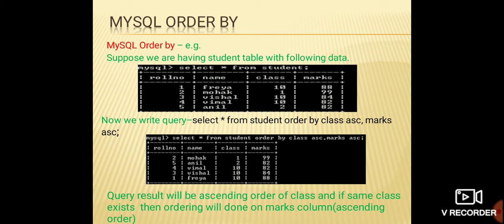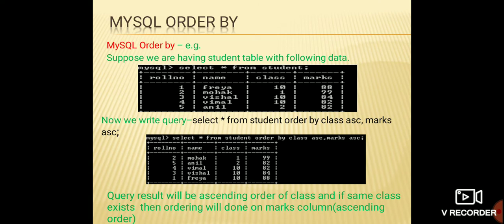So you can see class 1 is there, 99 is being displayed, okay, fine. Next, class 2, 82 is being displayed, that is also okay. Now in class 10th you can see the first one is being mentioned as 88. In the first example you can see 88 is being mentioned here. Next is 84, next is 82.